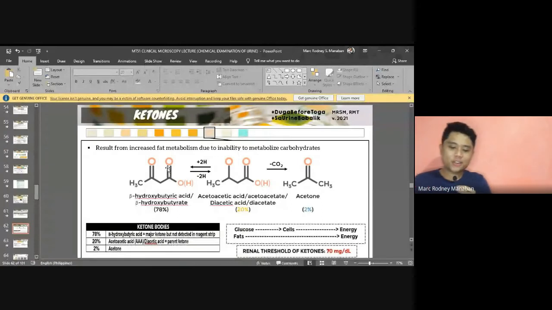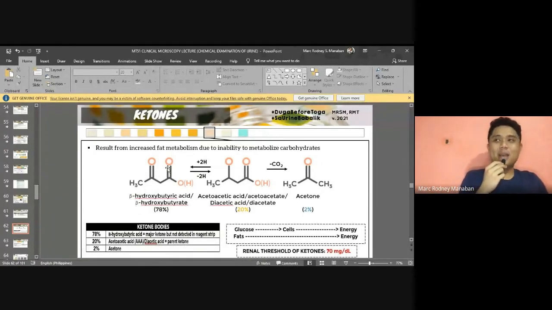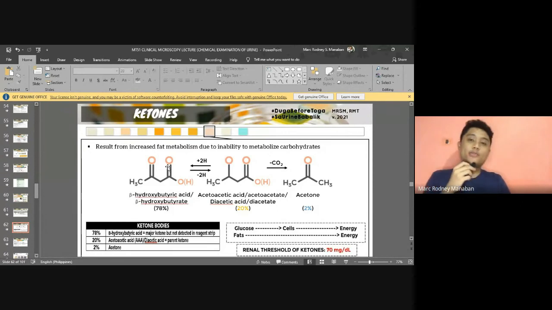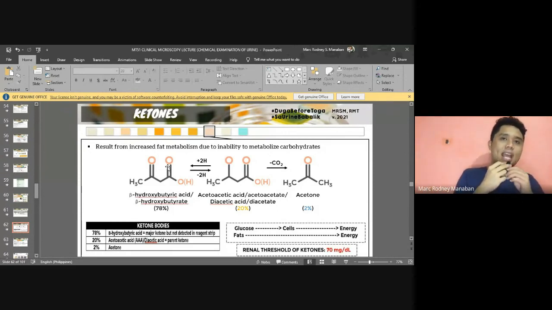All right, so we now continue to your ketones. Remember that ketones are byproducts of fat metabolism. In cases of decrease in carbohydrate intake or decrease in source of carbohydrate, the body will try to compensate for this decrease and look for other sources of energy. One of those is of course your fats. This is gluconeogenesis. So in fats, one of the byproducts is your ketones.